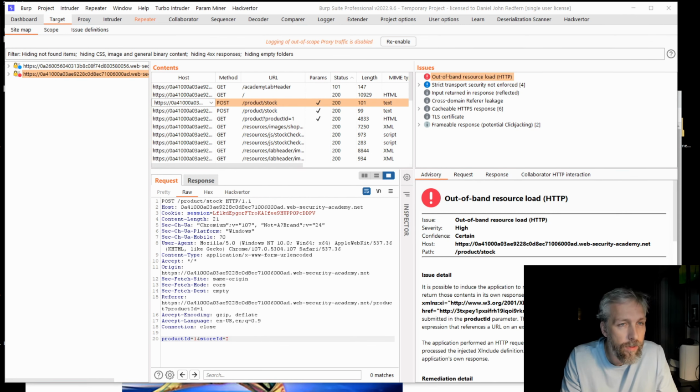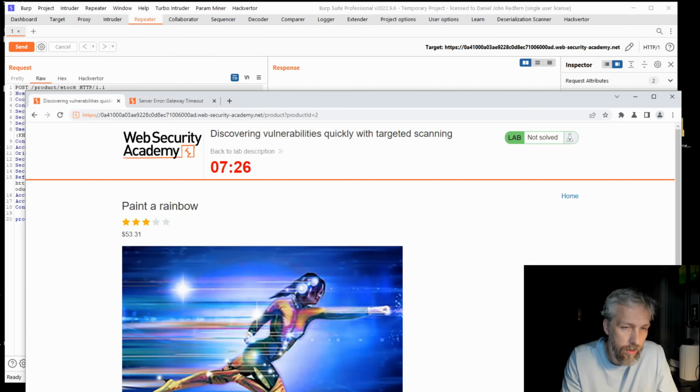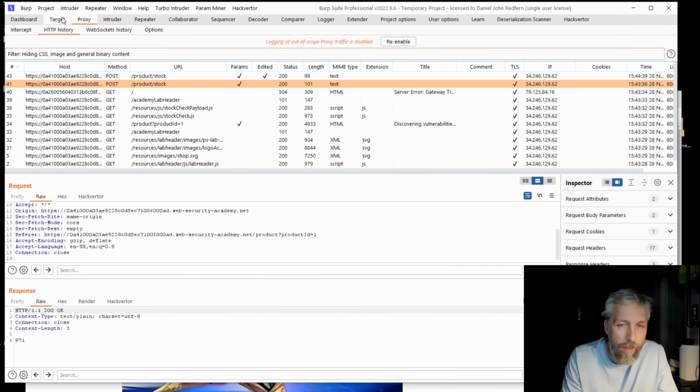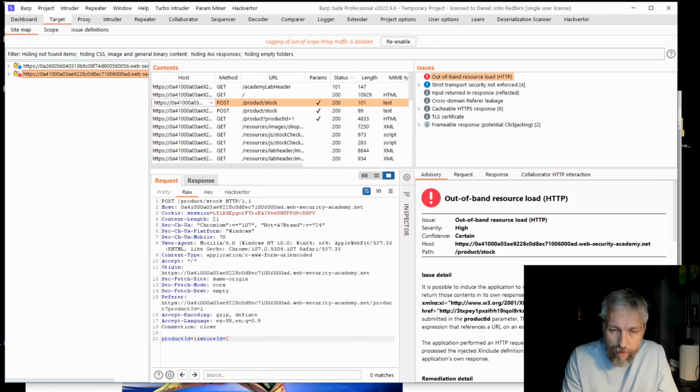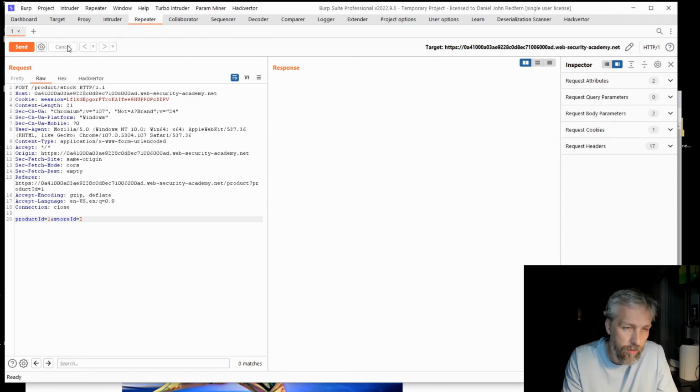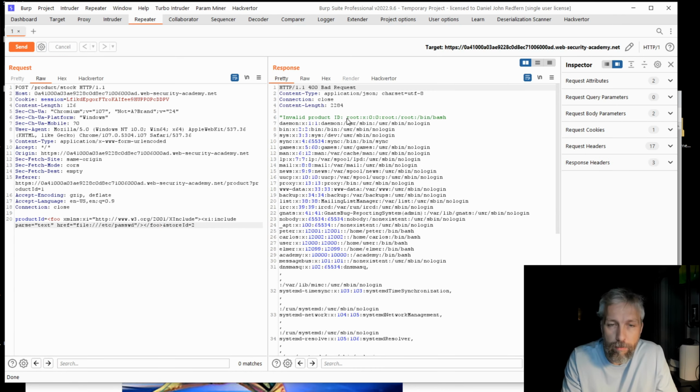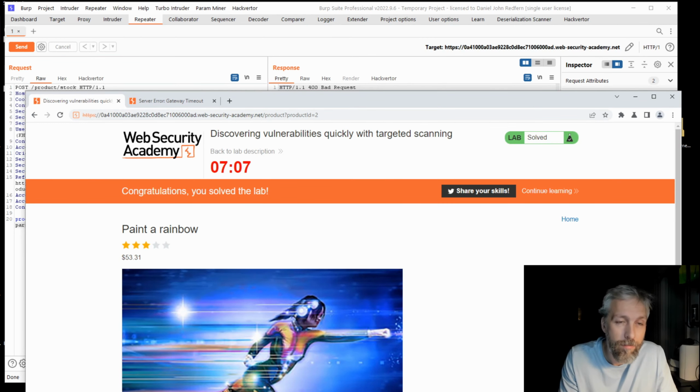So if I go back to Repeater, okay, 725 left. Yeah, so it's actually the one that question is actually the product ID. So in order to retrieve the files, I just need to add in the namespace XInclude XML to include that file /etc/passwd. And actually, if you see on the page, it's done. So nice and easy.